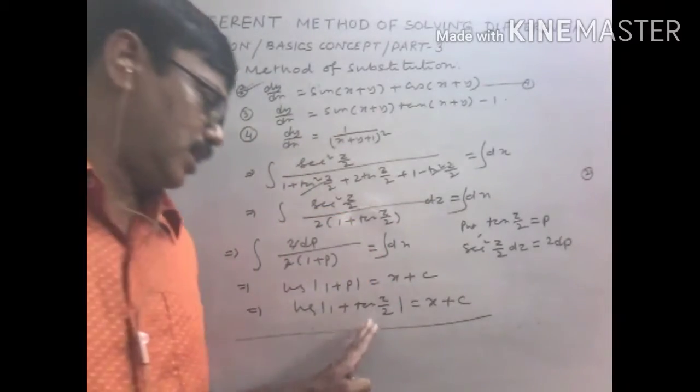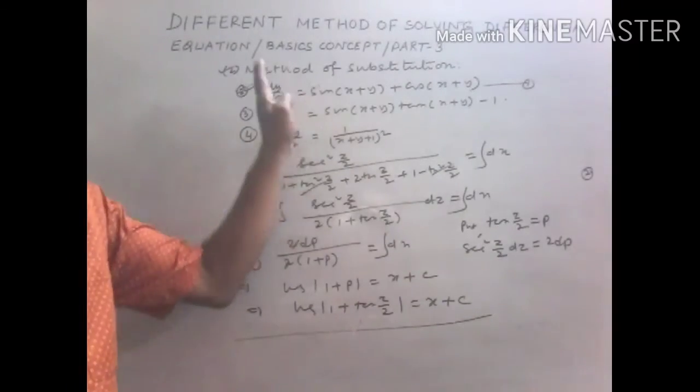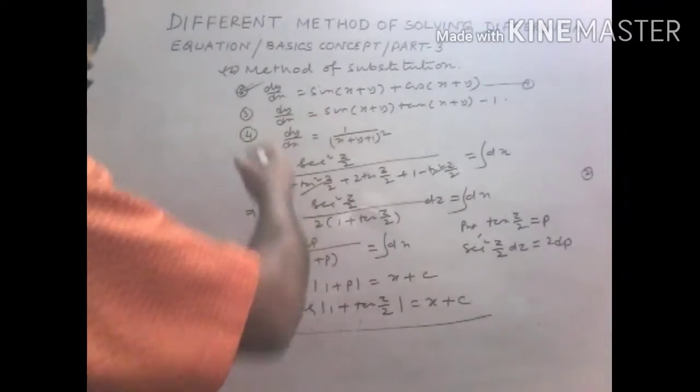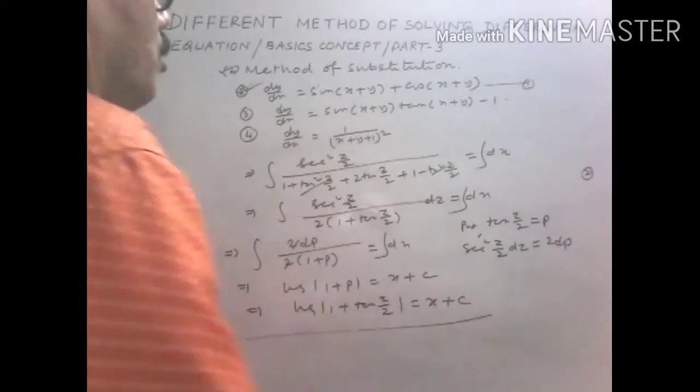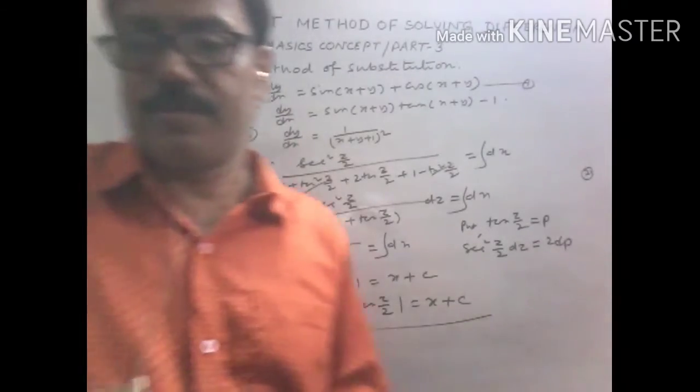Here we have to put z equals x plus y. So putting some transformation, it can be reduced to the method of separation of variables. So you solve 3 and 4.